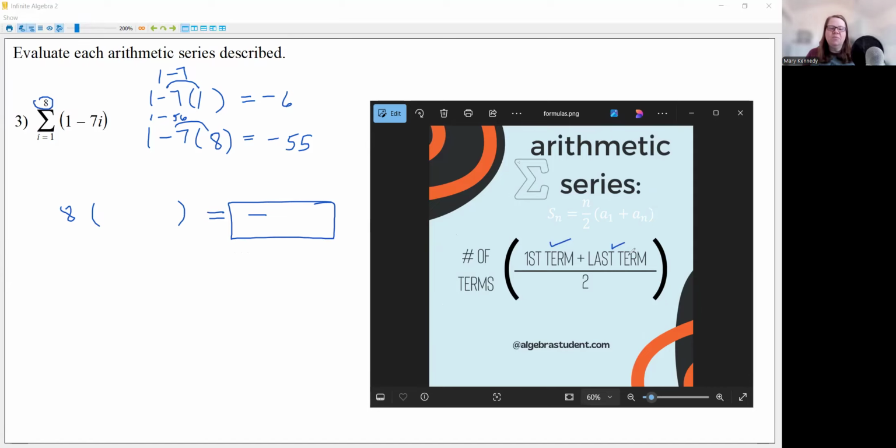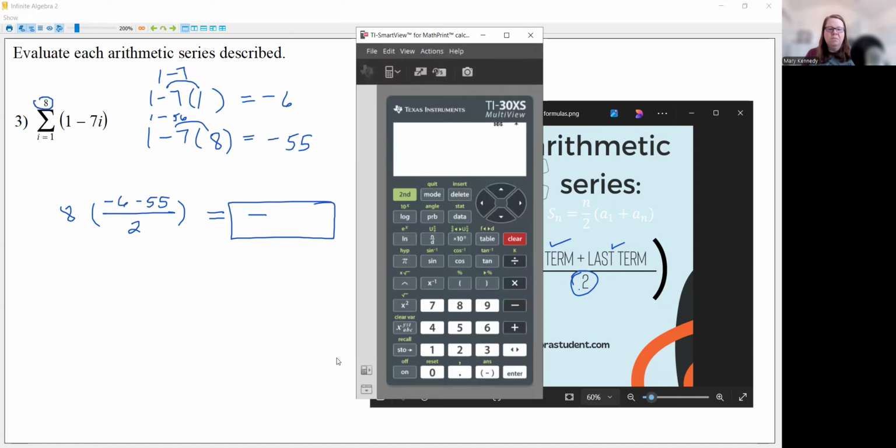So first term plus the last term. So -6 plus -55, or -6 minus 55, same thing, divided by 2. That's the formula. So we're getting the average, like the halfway point between those two numbers. And so, your calculator might be able to handle the whole thing all at once. If it doesn't, I would just simplify it in parts and pieces. I would go ahead and do -6, take away 55, and get -61. So 8 times -61 over 2. Now I'd go ahead and do that part.